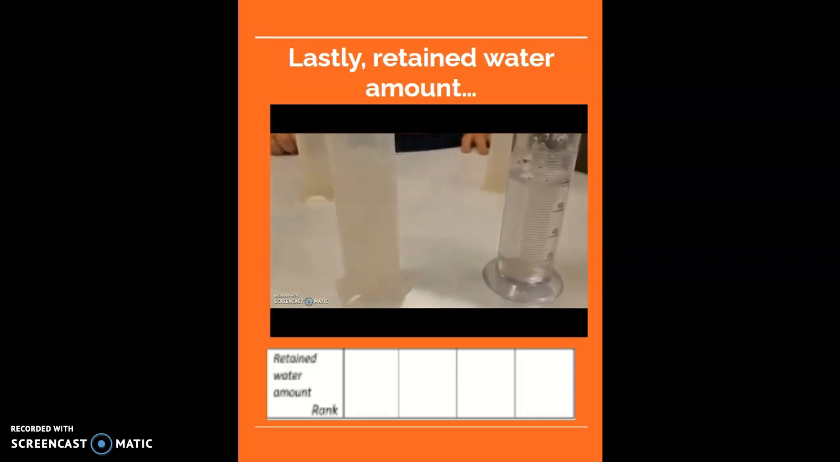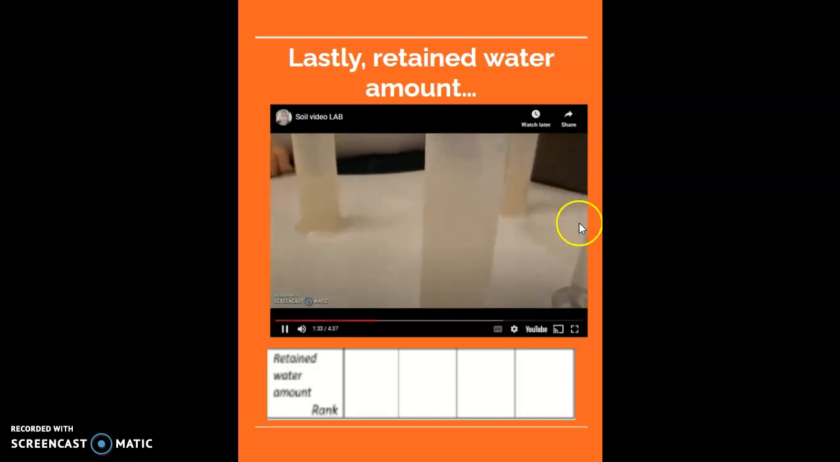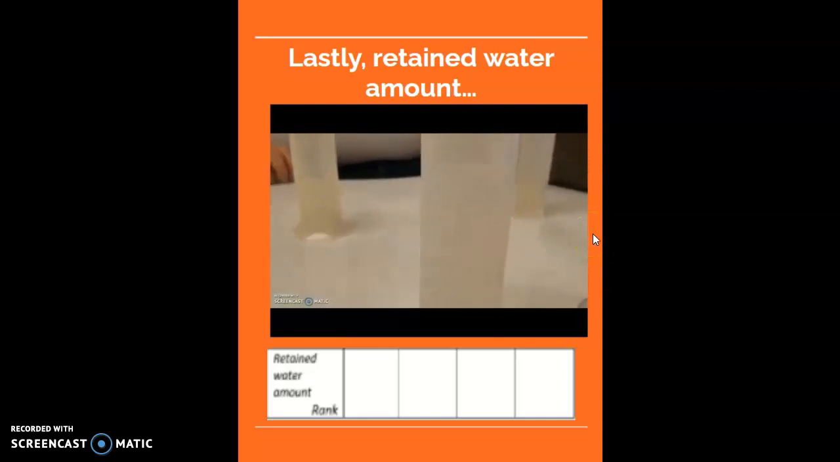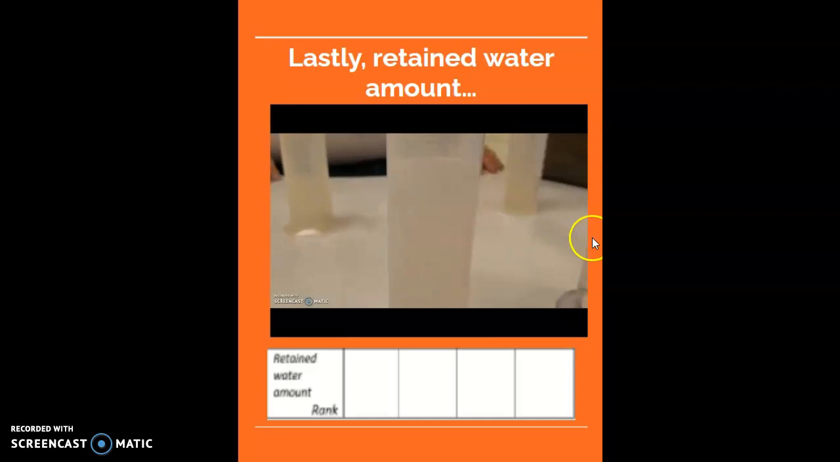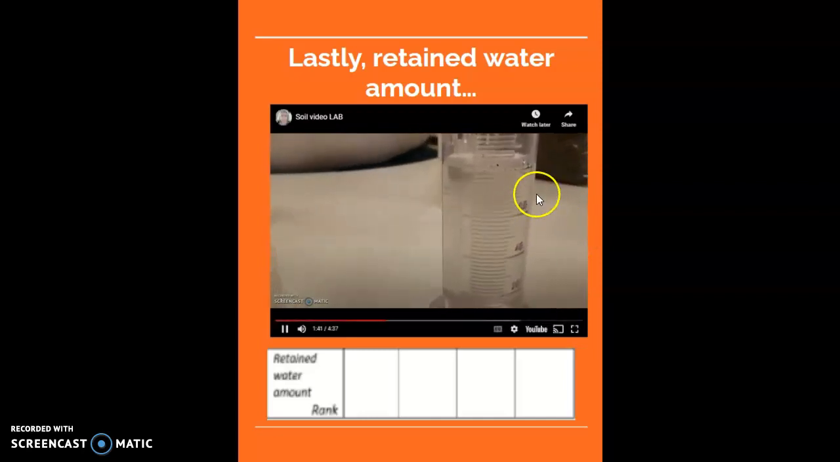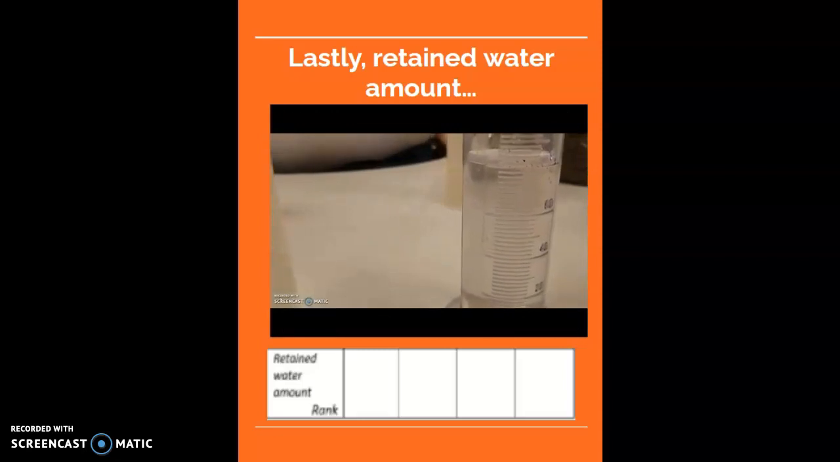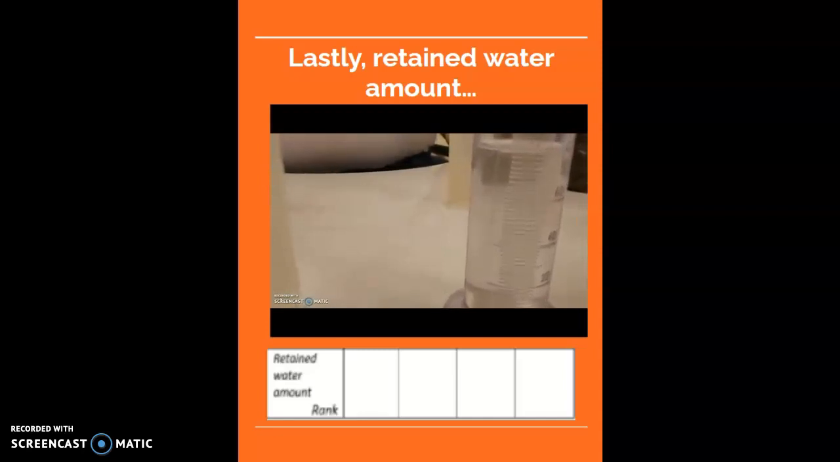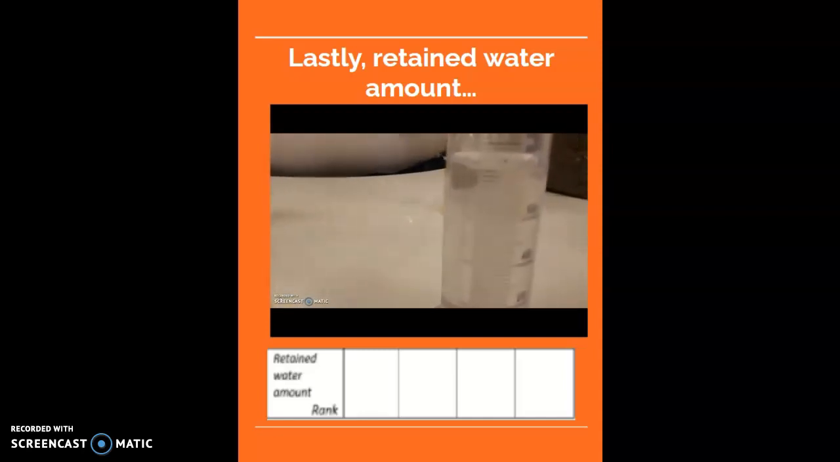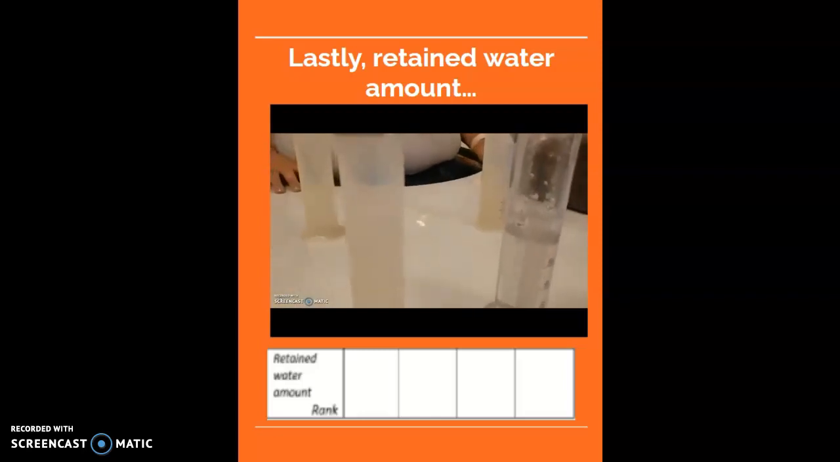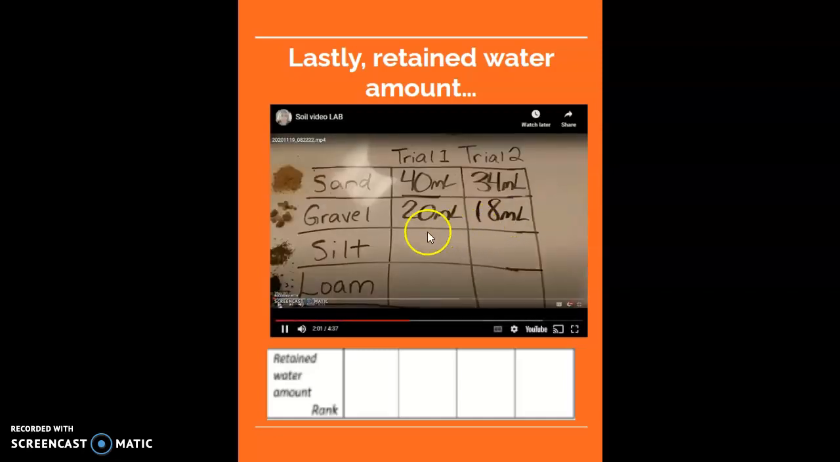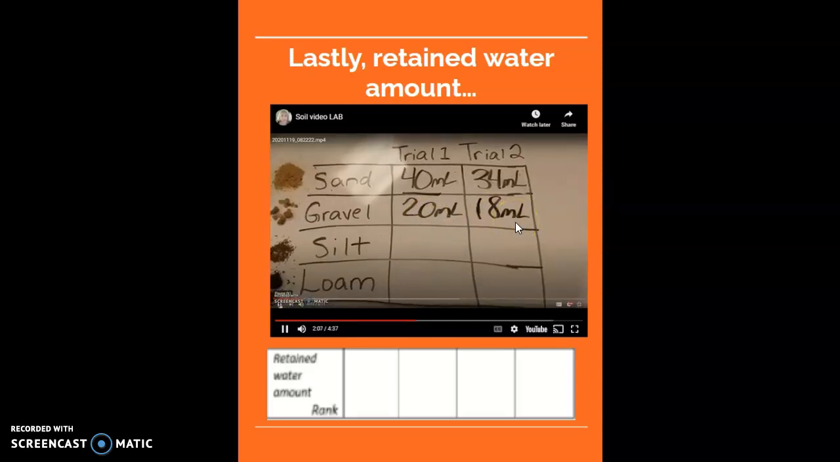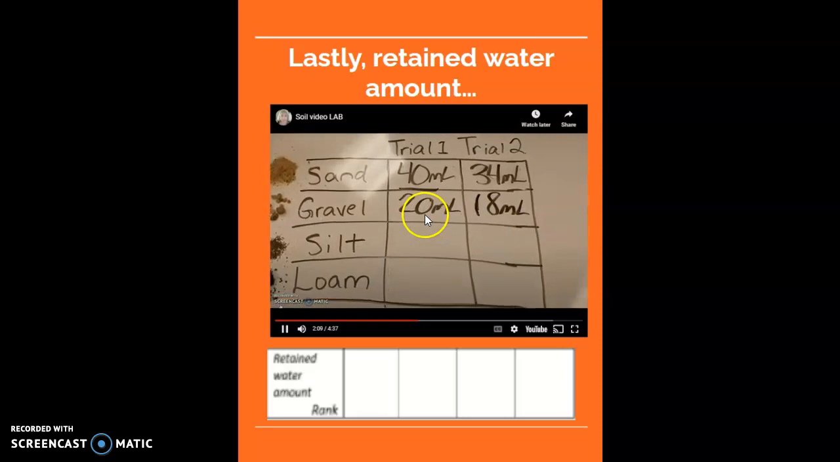And I know it's kind of hard to see the numbers. If you look at the one on the right, it had a 60 and then an 80. Yeah, here we go. It had a 60 and then an 80, and the water level is a lot closer to the 80. So then when we subtract that from 100, we get our answers. Okay, so for the gravel, we had 20 milliliters in the first graduated cylinder and 18 in the second. That's how much water was retained in the gravel.